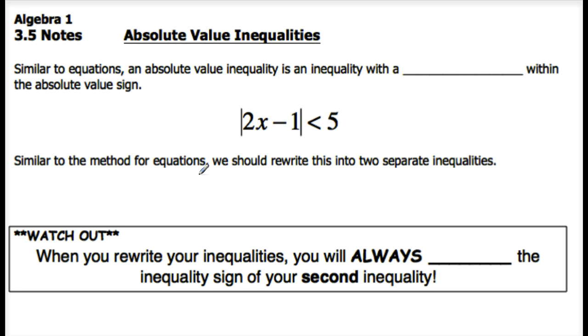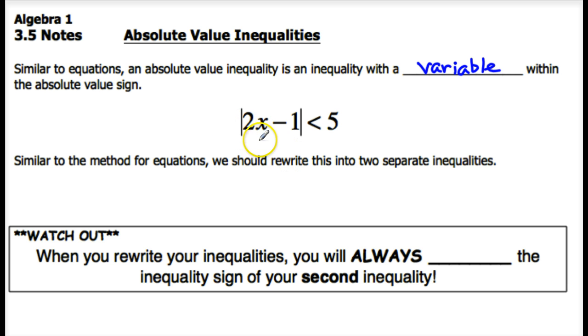And if you remember anything about absolute value equations, this is going to be very similar to how we solved equations. There's just going to be one additional thing because they're inequalities that you have to watch out for. So similar to our equations, when you see an absolute value inequality, that's just going to be an inequality with a variable inside an absolute value sign. Okay, so this is a basic example of what an absolute value inequality would look like.